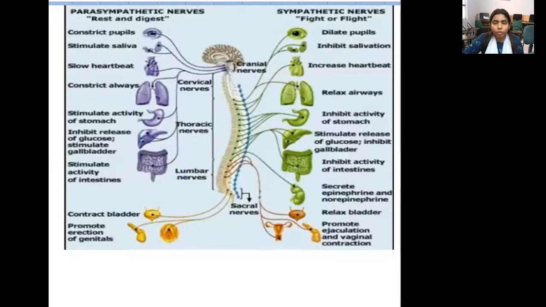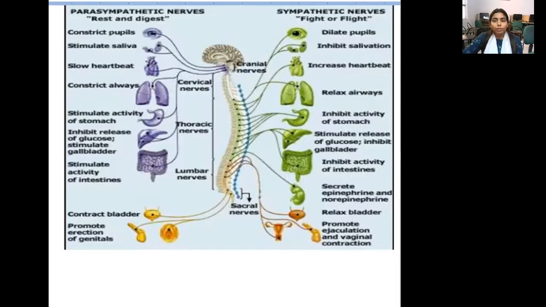So let's see the definition of sympathetic drugs. Drugs that partially or completely mimic the action of norepinephrine or epinephrine are the sympathetic drugs. Now let's see the synthesis. Phenylalanine is hydroxylated to tyrosine, then tyrosine is hydroxylated to DOPA, and DOPA decarboxylase gives dopamine. Dopamine beta hydroxylase gives NA, and methyl transferase gives adrenaline.